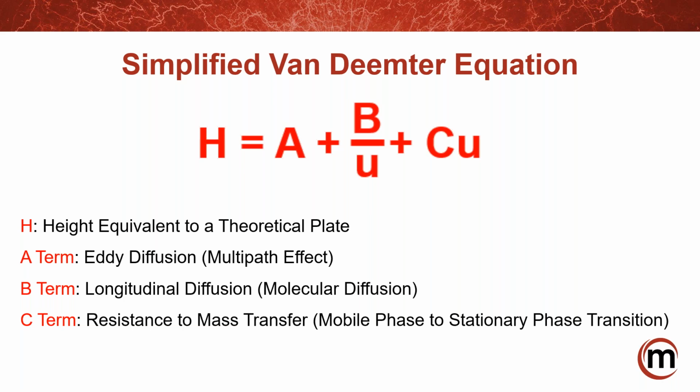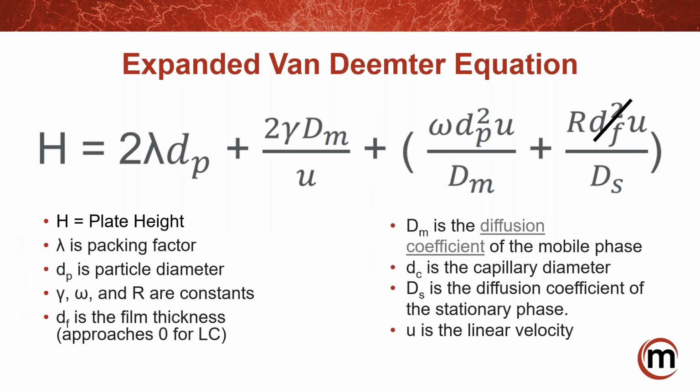The A term is your Eddy diffusion, which is your multipath effect. The B term is this longitudinal diffusion or molecular diffusion as the band crosses the column. And the C term is the resistance to mass transfer. It's how the mobile phase goes in and out of the stationary phase.